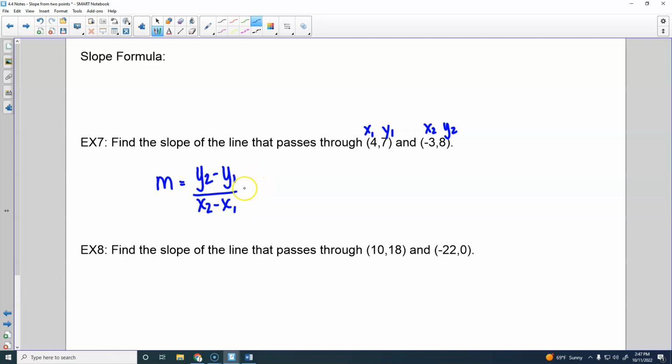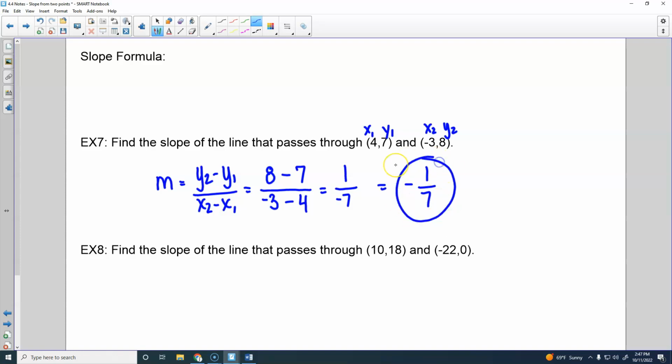You don't have to write this as you do these problems. I'm just writing it for reference again. So the y2 is 8. It's always a minus sign in between. And then the y1 is 7. Then on the bottom, we're going to have negative 3 minus our x1, which is 4. Everybody okay here? Remember doing this? Okay. All right, so 8 minus 7 is 1. Negative 3 minus 4 is negative 7. So we would get negative 1/7 for our slope.